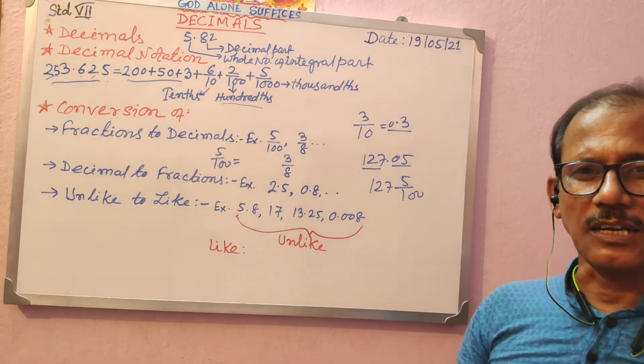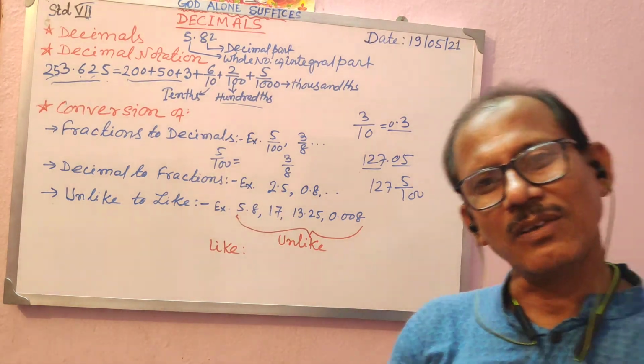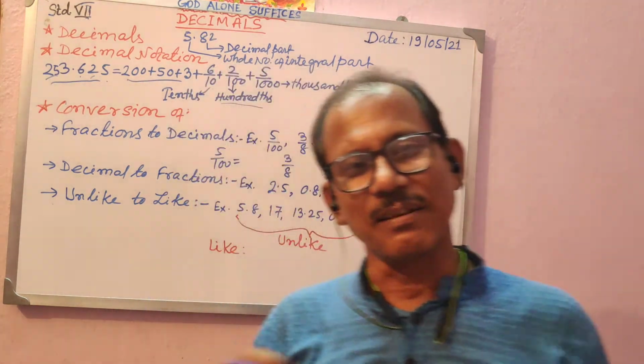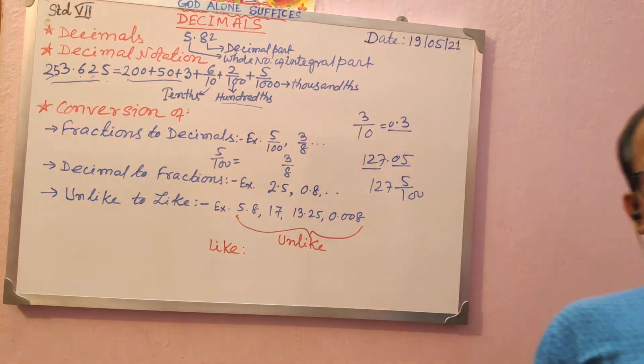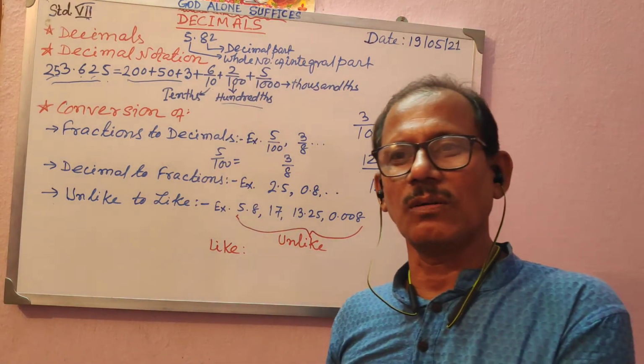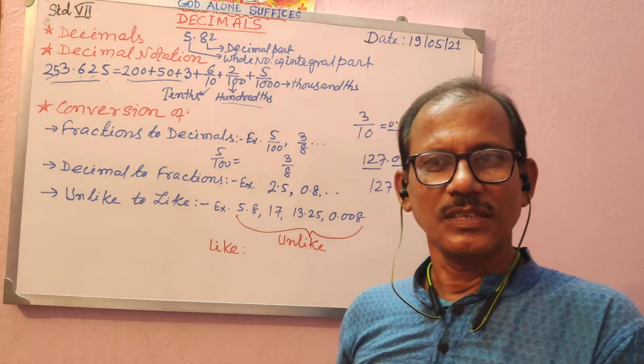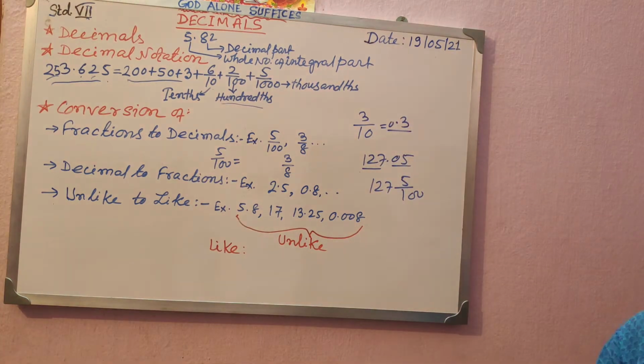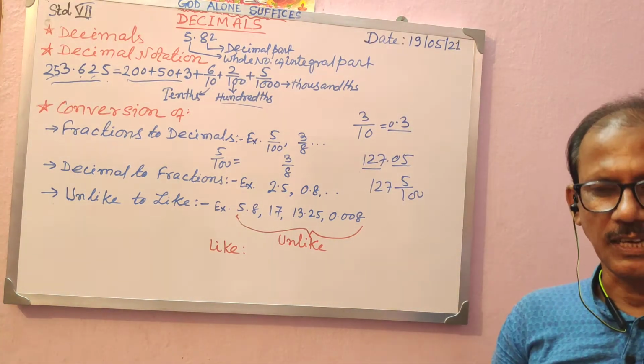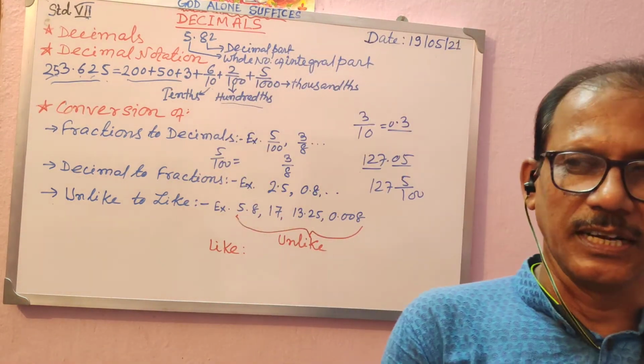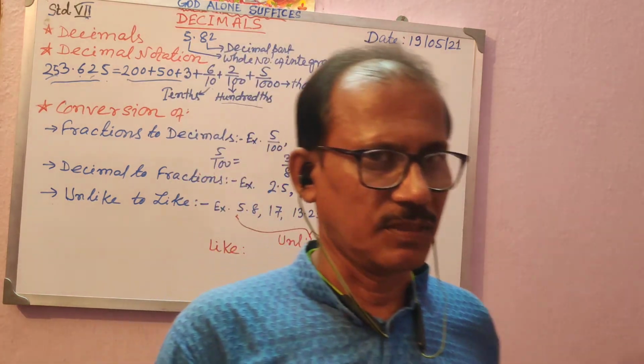Now we will be learning about the conversion of decimals. A decimal can be converted into a fraction and a fraction can be converted into a decimal. But not every fraction can be exactly a decimal, though every decimal will definitely be a fraction. There are types also, terminating decimals and non-terminating decimals. I will discuss that when the time comes.